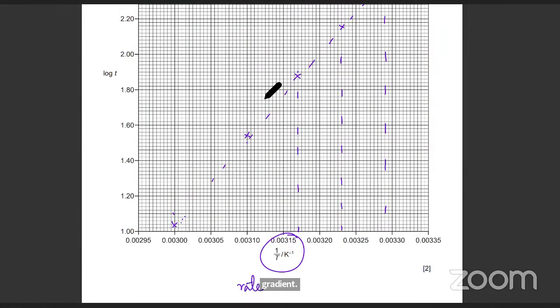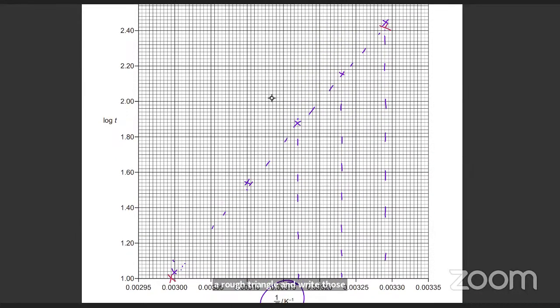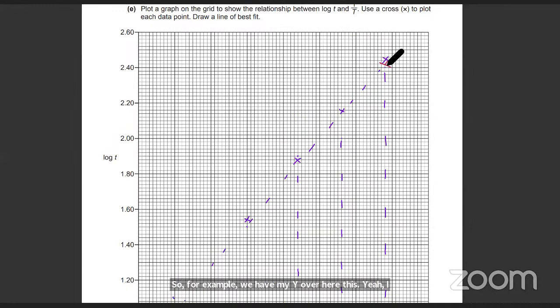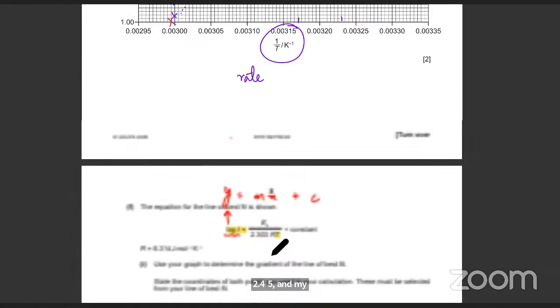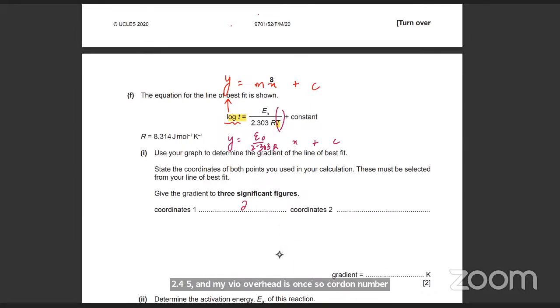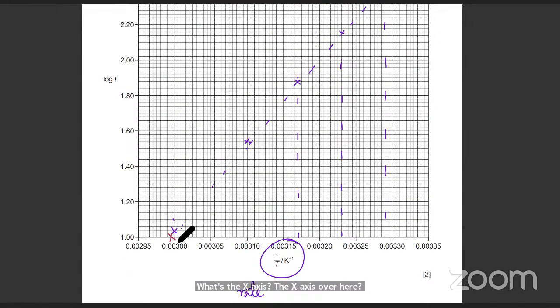So on your graph, always remember to draw a rough triangle and write those values. So for example, over here, my y over here is 2.45 and my y over here is 1. So coordinate number 1 on the y-axis is 2.45. Coordinate number 2 is 1. What's the x-axis? The x-axis over here was 0.003, and over here it was 0.00329.